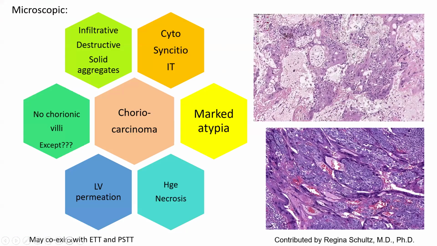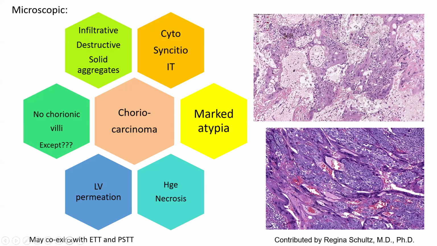Okay, so what am I going to see under the microscope? The choriocarcinoma is formed of infiltrative destructive solid aggregates of cytotrophoblasts, syncytiotrophoblasts, and intermediate trophoblasts. That's the biphasic or triphasic population of cells, actually, with definitely marked atypia and hemorrhage. You can see those vascular pools. Okay, they used to tell us the choriocarcinoma is formed of vascular pools, and they explain why the metastasis is very common in choriocarcinoma. You can see lymphovascular permeation, and no chorionic villi are detected.